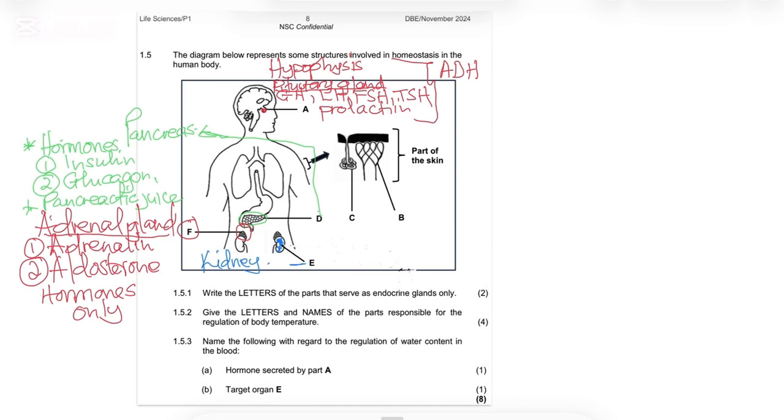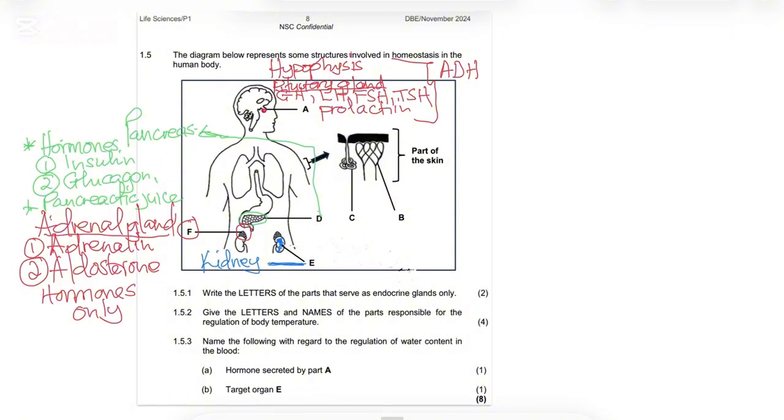What it does is that it is involved in filtering the blood so that waste products, or nitrogenous waste products, are actually released out of the body through urine. It is also involved in the regulation of water as well. But it doesn't produce any hormones. So that is it regarding our endocrine system.